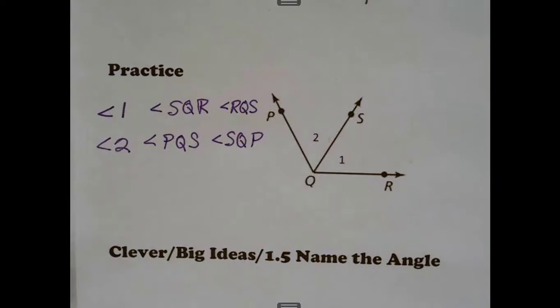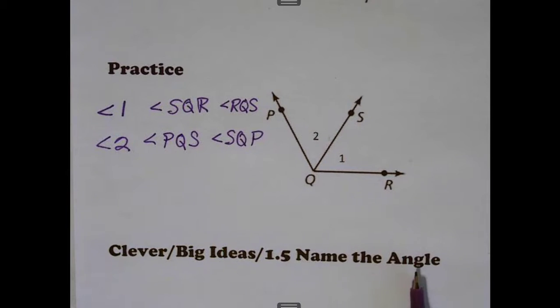All right, so to practice this, I want you to go to Clever, Big Ideas Math. The assignment's going to say 1.5, name the angle. And I gave you 6 problems to practice. Remember, in the bottom left-hand corner, you are going to check before you move on to the next question. And then when you get done with all 6 of these, make sure that you submit.